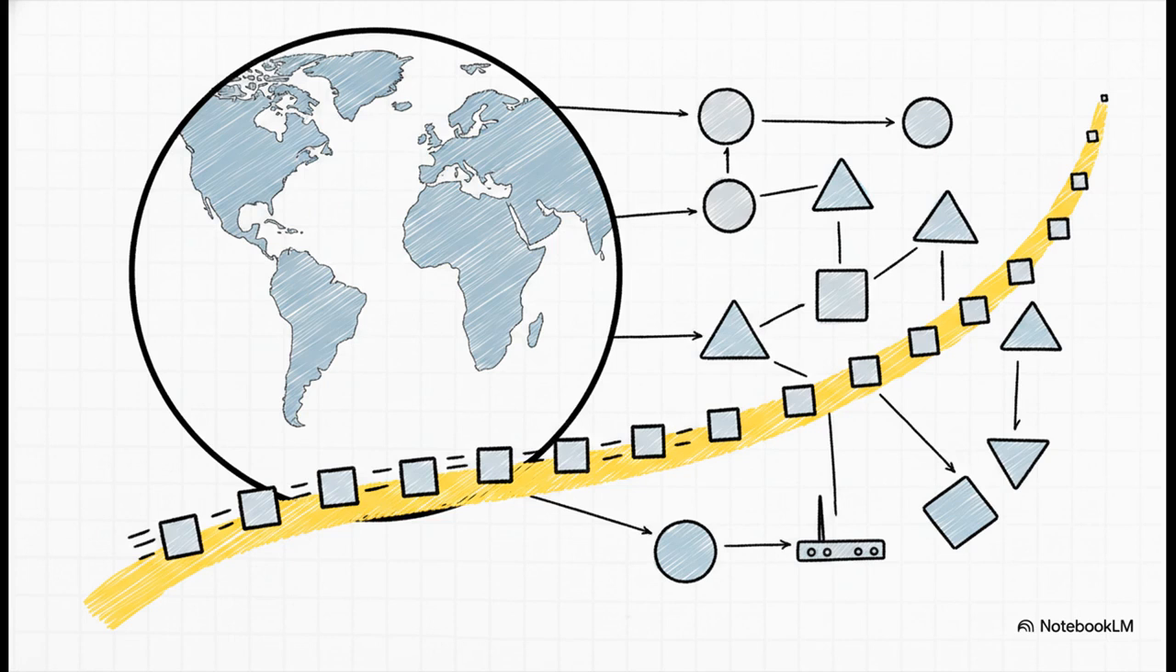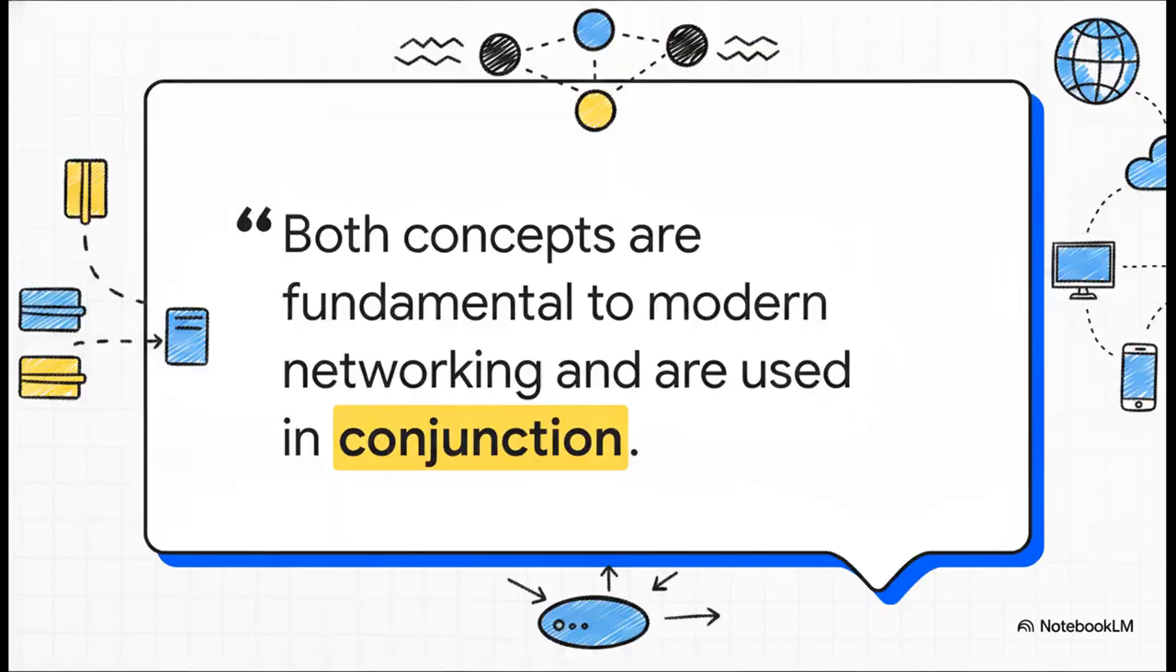Without packet switching, routing would be totally overwhelmed trying to shove massive unbroken files to a single pipe. And without routing, our perfectly organized packets would just wander the web endlessly, completely lost. They rely on perfect conjunction. As our source material beautifully summarizes, both concepts are fundamental to modern networking and are used in conjunction to efficiently and reliably transmit data across networks, including the internet.